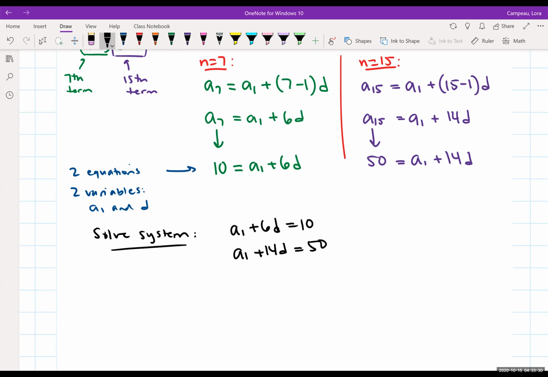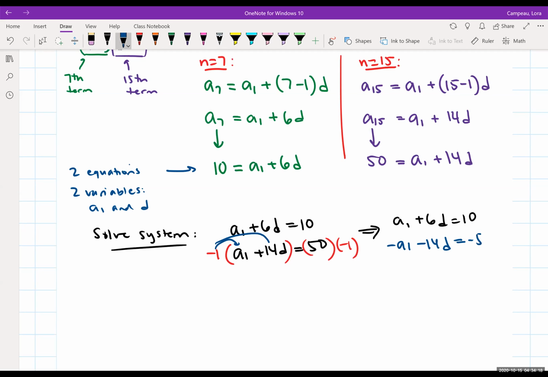So now you can use any type of method you'd like to solve this system of equations in two variables. I prefer using the elimination method. I see that the a sub 1s might be a little quicker to eliminate. So what I will do is multiply the second equation by -1 on both sides. If I do that, I get an equivalent system: a sub 1 plus 6d equals 10, and negative a sub 1 minus 14d equals negative 50.